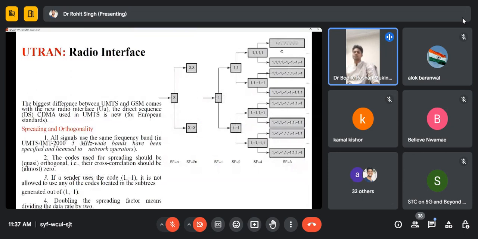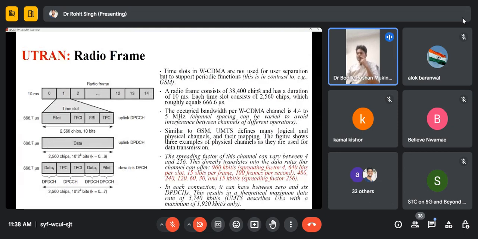These sequences are also known as chips. Here SF8 means 8 chips are being transmitted to transmit one symbol. SF4 means 4 chips, or a 4-length code, are used to transmit one symbol. Similarly, SF2 means in order to transmit one bit or one symbol, we are multiplying 2 chips. So the total number of chips in a radio frame is 38,400. These are the number of chips available for the whole frame structure.